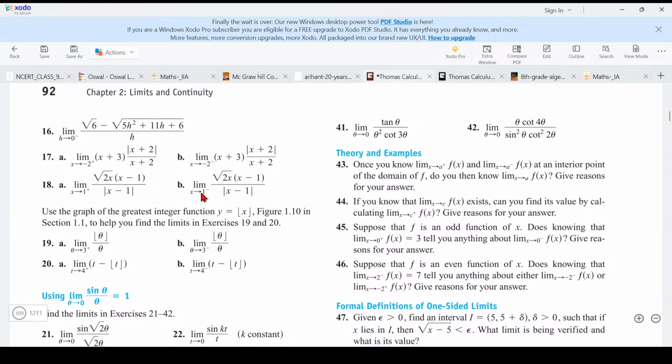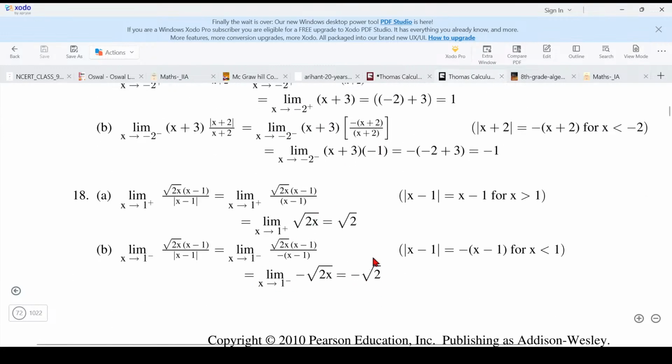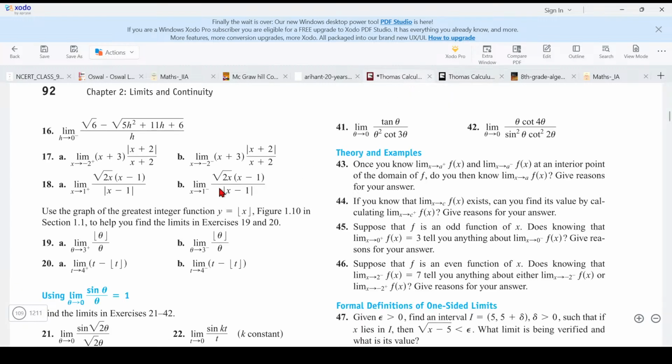Approaching 1 from the left hand side, what this means is, this x minus 1 and then mod x minus 1 will give some negative only, so these two will be replaced together with minus 1. So that's why minus root 2. Root 2 into 1, that is root 2, and there is a minus 1 here. Agreed? So it is minus root 2.